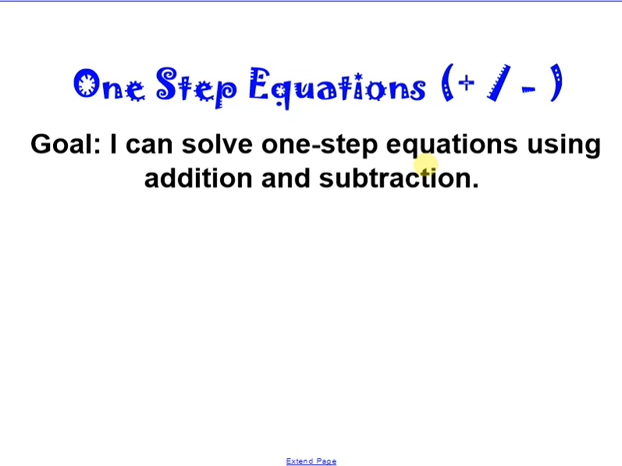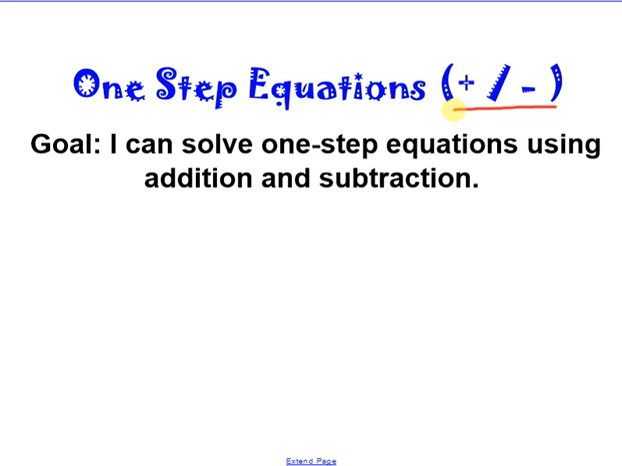Okay, so this lesson is called one-step equations, and there are two types of one-step equations. There's either addition and subtraction or multiplication and division. Today we're going to focus on addition and subtraction, and then in the next lesson we'll do multiplication and division.